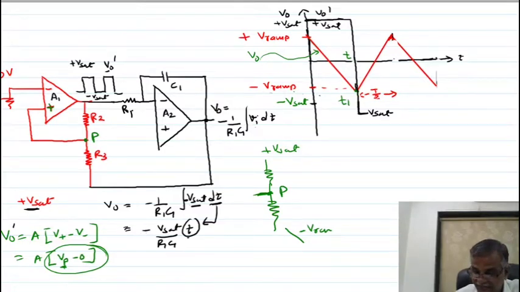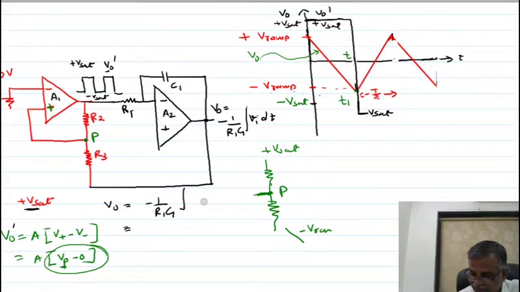Listen again. This is the equation when VO is plus Vsat. Now VO dash becomes minus Vsat. So here this Vi, I have to write minus Vsat. If you don't understand, then I will write it like this. I write here minus Vsat. As a result, my output will be positive.